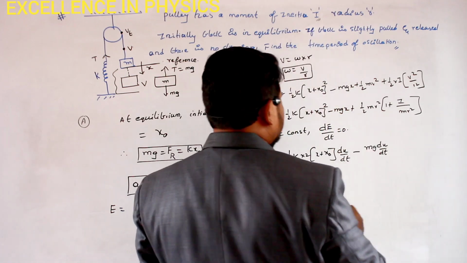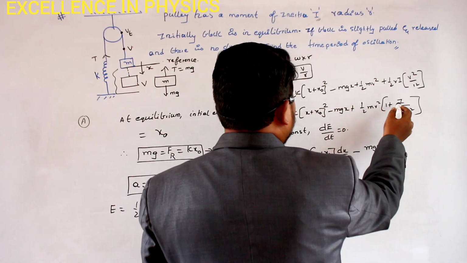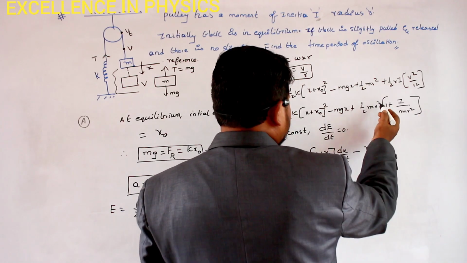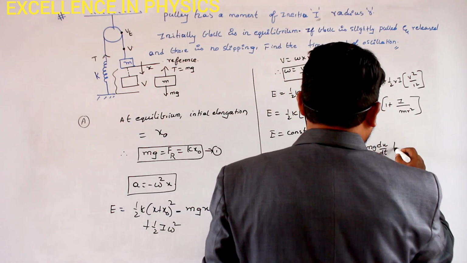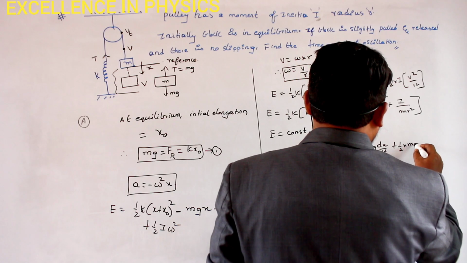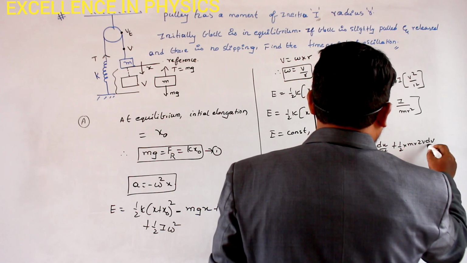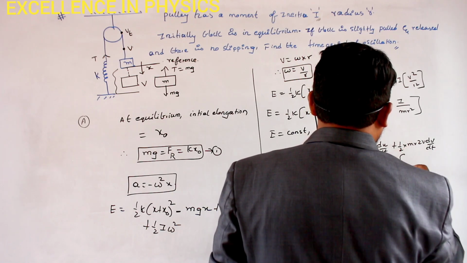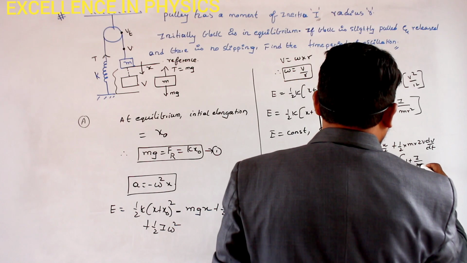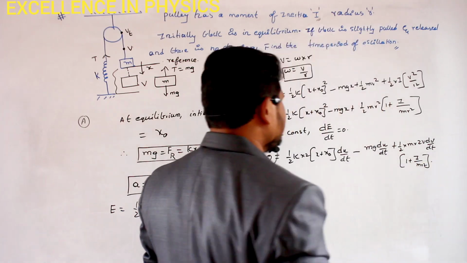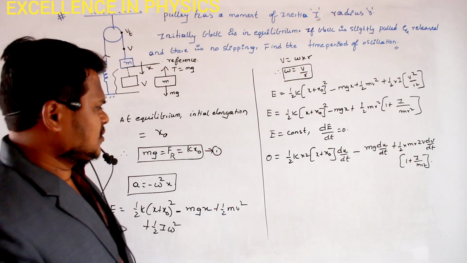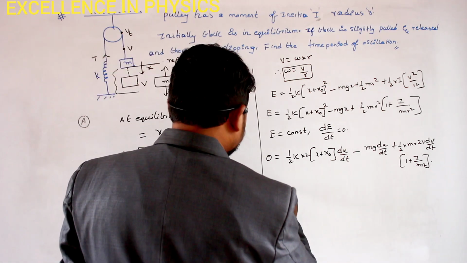Clear? Similarly here, half m into (1 plus I by mr square), they are constant, but velocity is a variable. So I will write half into m into 2v dv divided by dt, multiplied by (1 plus I by mr square). So this is the result up to which we got. Now let us simplify this and see what we will get.